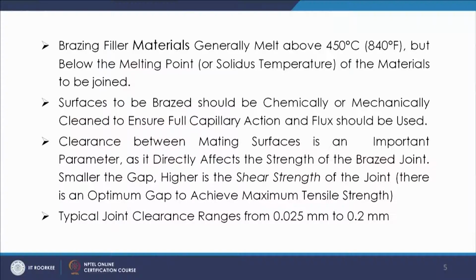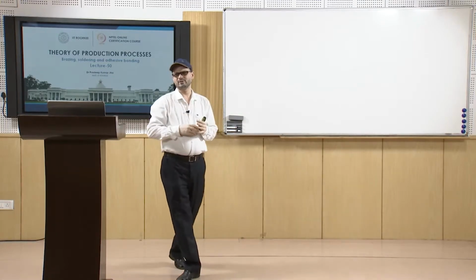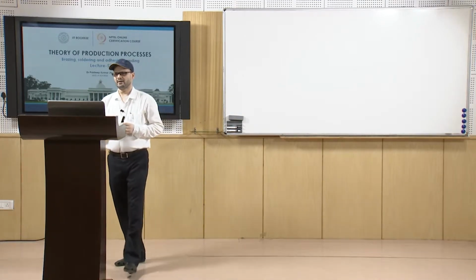As we discussed, brazing filler materials generally melt above 450 degrees centigrade, and below the melting point of the materials to be joined. That means the materials being joined have a higher melting point than the brazing filler metal, so that the two parent materials remain solid and the joint is developed in between.